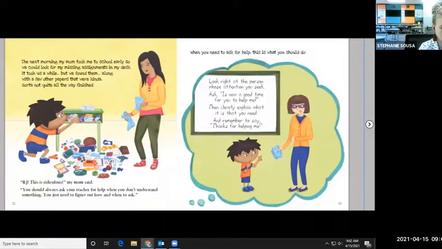RJ, Mom said, this is ridiculous. You should always ask your teacher for help when you don't understand something. You just need to figure out when to ask. When you ask for help, this is what you should do. Look right at the person whose attention you're trying to get. Ask, is now a good time, can you help me? Then clearly explain what you need and remember to say, thanks for helping me.